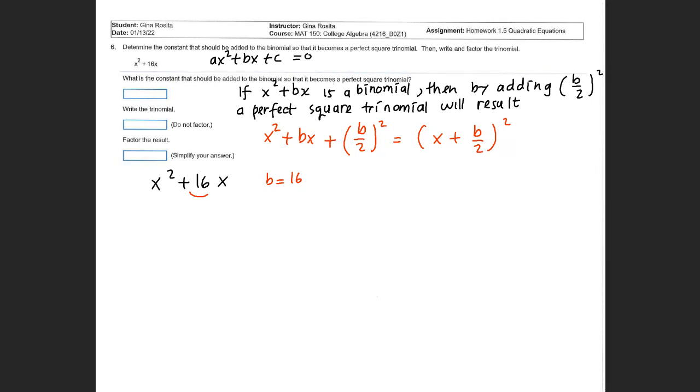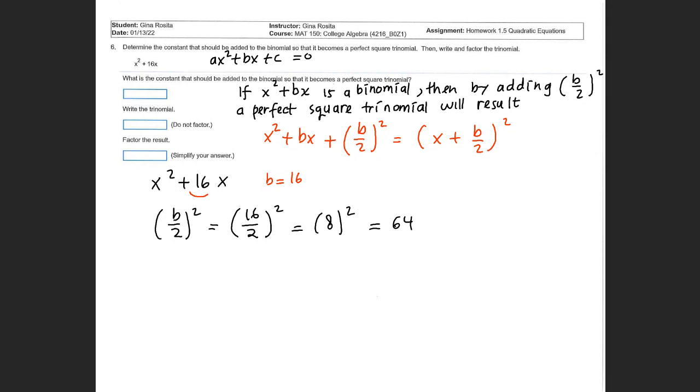Now we have to find b over 2 squared. We just plug it in: change b to 16. So 16 over 2 squared. 16 divided by 2 is 8, squared. We can write this as 64.